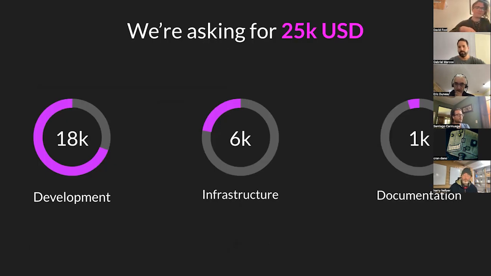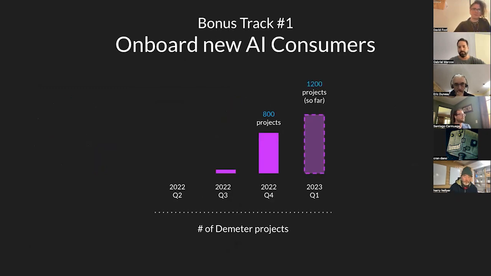Thanks. This is what we are asking. It's 25K in total. Mostly goes to development. There's also a bonus track. Since Demeter is already running, there are a lot of projects running there and lots of developers.